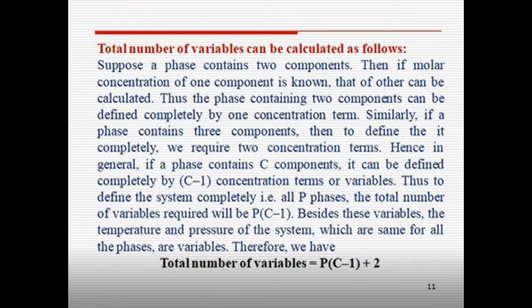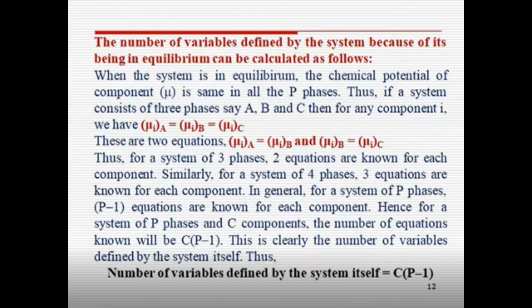Thus, to define the system completely, that is all P phases, the total number of variables required will be P into C minus 1. Besides these variables, temperature and pressure of the system, which are the same, are other two variables. Therefore, the total number of variables will be P into C minus 1 plus 2.